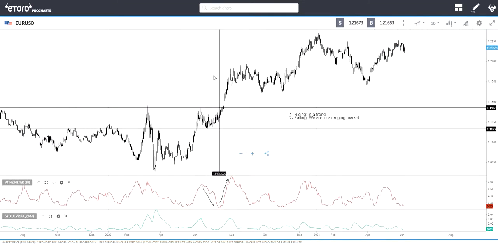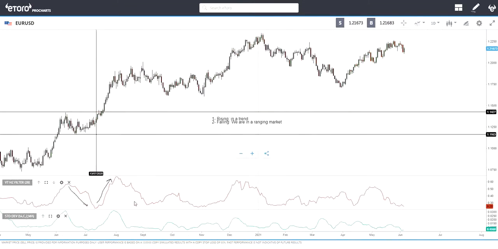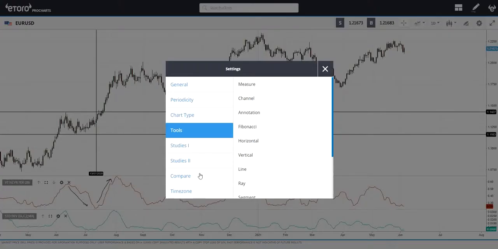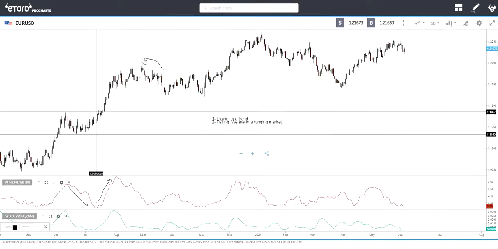Then when the indicator falls, like here, you can see that we are in a range. So here, the indicator is going down and we are in a range market.